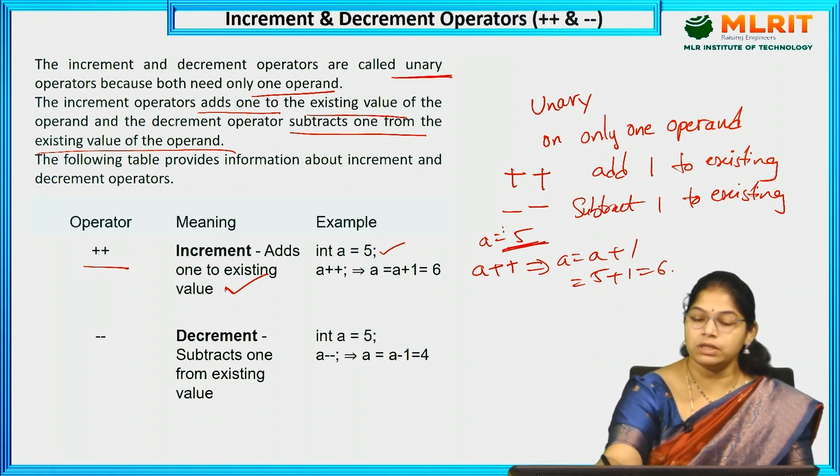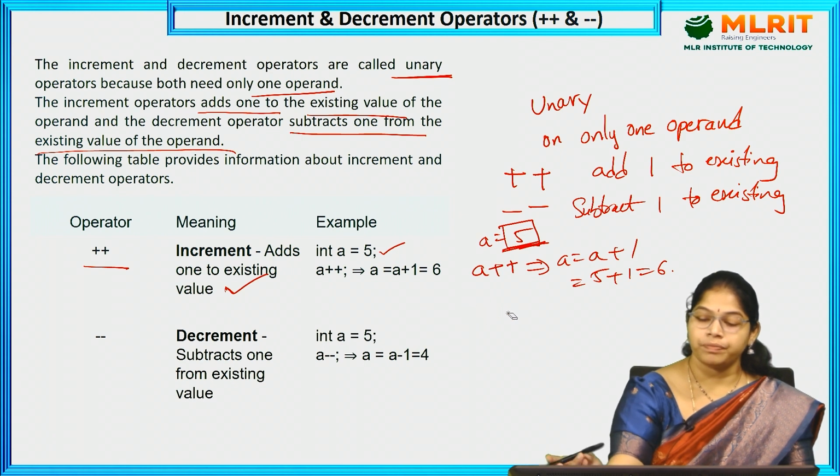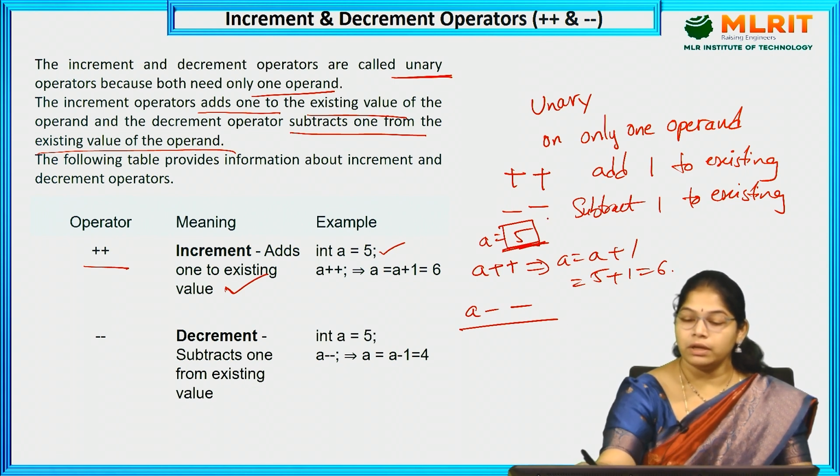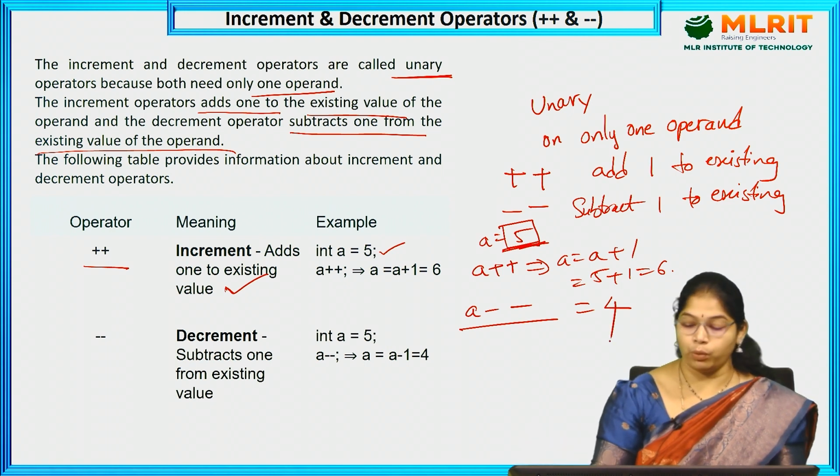A value is 5. I am using the decrement A minus minus. This represents that it has to subtract 1 from the existing value. Here the existing value is 5, it subtracts 1. So the value is 4.